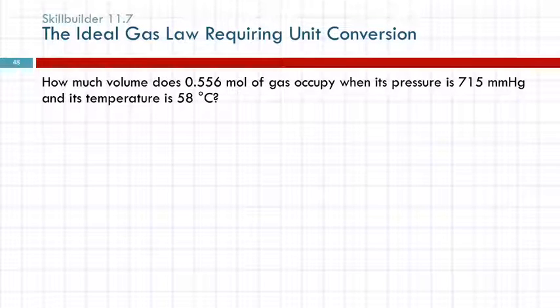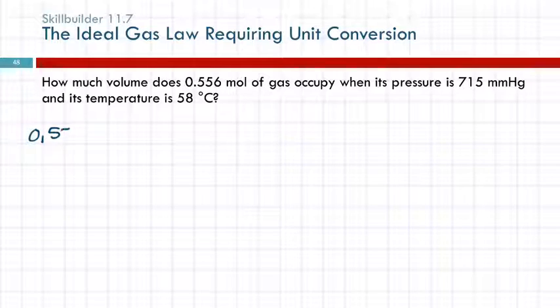Sometimes we have to do unit conversions before we can use the ideal gas law. So here is an ideal gas law problem requiring unit conversion. How much volume does 0.556 moles of gas occupy when its pressure is 715 millimeters of mercury and its temperature is 58 degrees Celsius? So this is an ideal gas law problem.